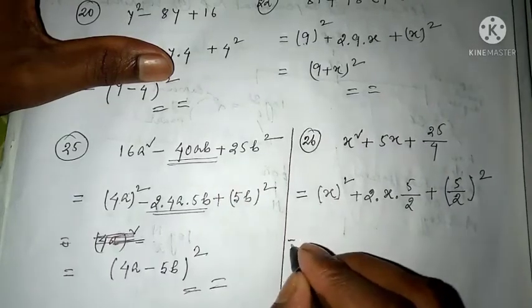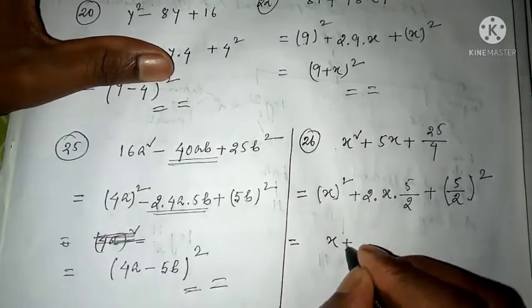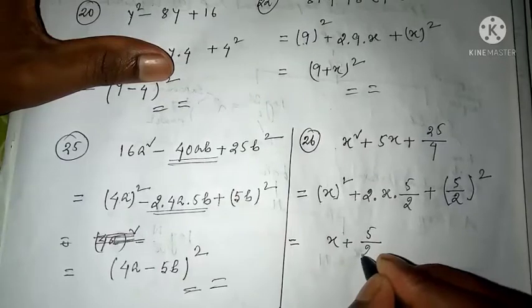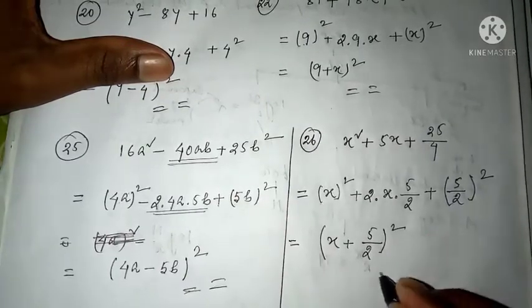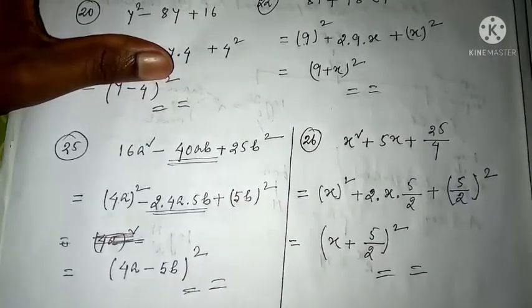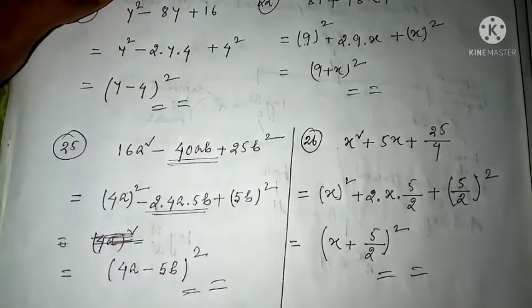Now I can write here, the first term is your x plus the third term is your 5 by 2. Now you write whole square. So this is our simplified or the factorized form.